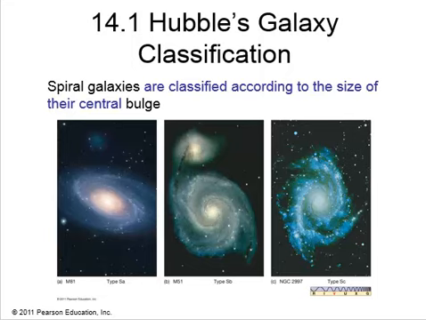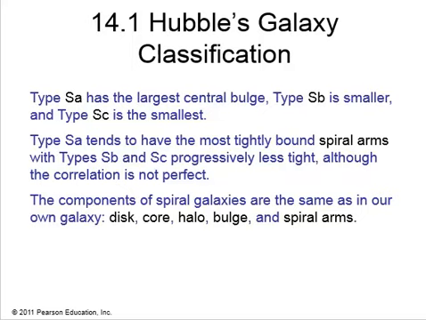Okay, now let me just check here. Yes, this is what I was looking for. As you know, sometimes I get ahead of myself in my slides. There are 3 types of spiral galaxies according to Hubble's classification: SA, SB, and SC. So that's pretty easy to remember.